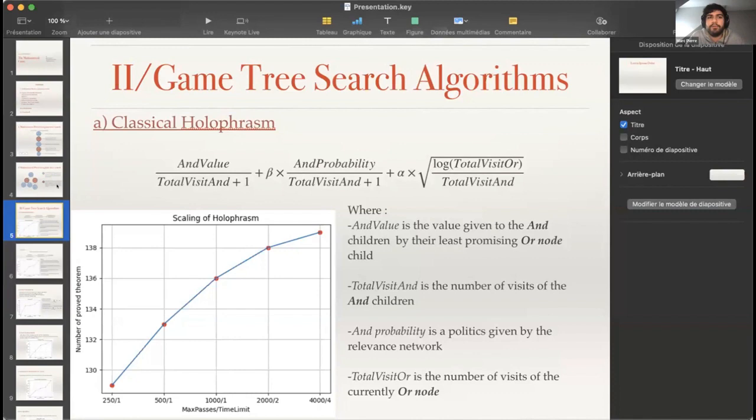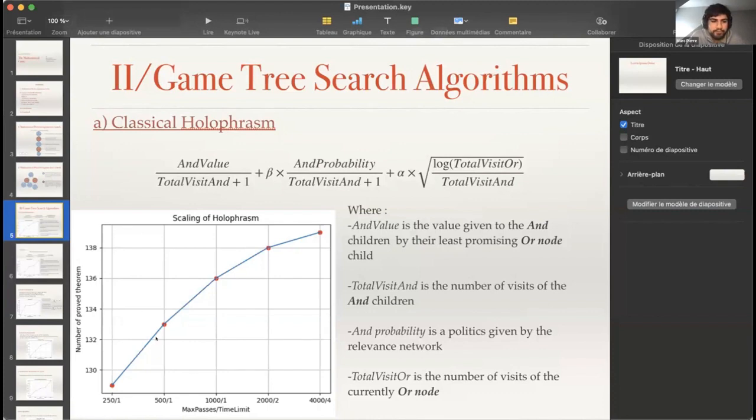So why in an n node do you visit the least promising OR node? It's because it directly improves the value of the n node. And if an n node needs to be proven, you need to visit all of its children.